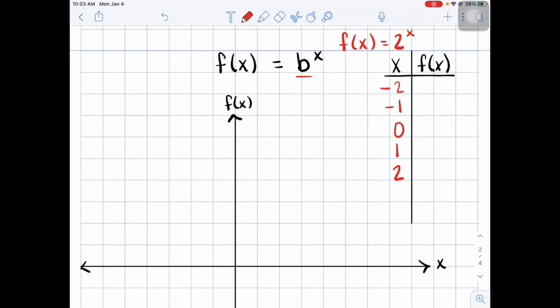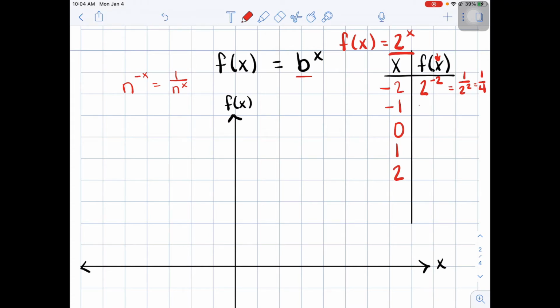So if I think about my formula, 2 to the x, if I plug in -2 for my x, this would be 2 to the -2. This is not a negative answer. Remember, we did exponent rules. Anytime we have a number raised to a negative exponent, that's the same thing as having this number at the bottom with a positive exponent. So this is 1 over 2 squared, which is 1 over 4. So that's 1/4.